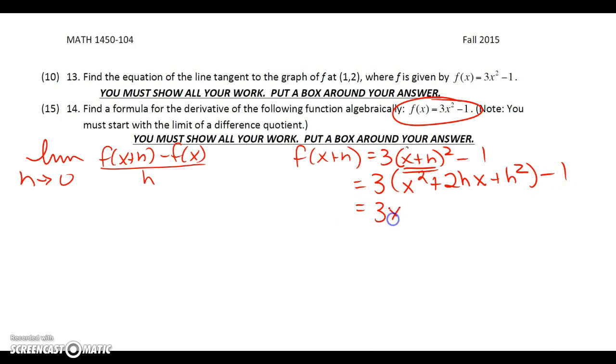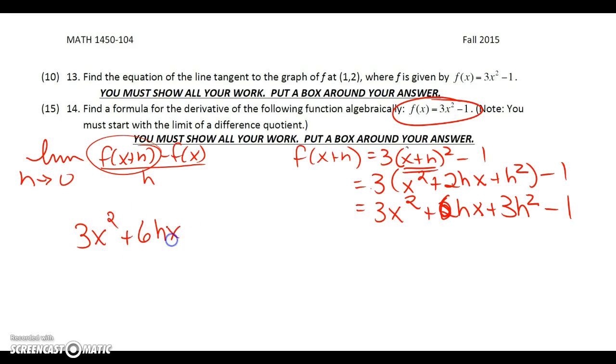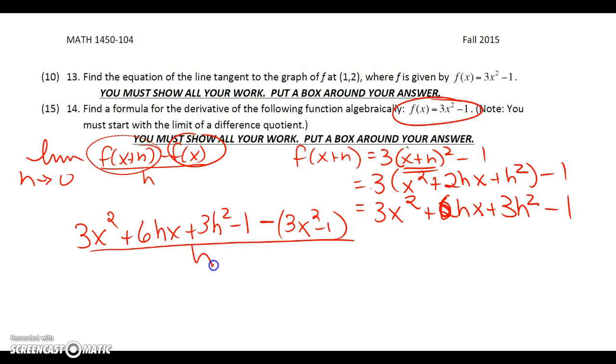So it equals 3x squared plus 6, right? 3 times 2, 6hx plus 3h squared minus 1. All right, so let's put it all together. Here, I'm going to plug in f of x plus h: 3x squared plus 6hx plus 3h squared minus 1, minus 3x squared minus 1, there's my f of x, all over h.